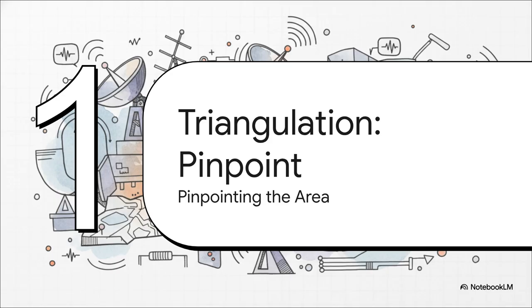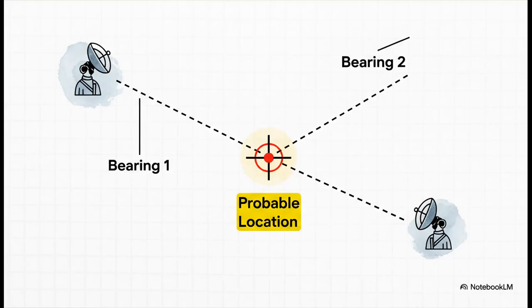But let's be honest, it's not a location. It's just a line pointing off to the horizon. It doesn't tell you where to park the truck. To turn that line into a specific area, we need to add another dimension. We need to triangulate. And the concept is so simple, but so powerful.